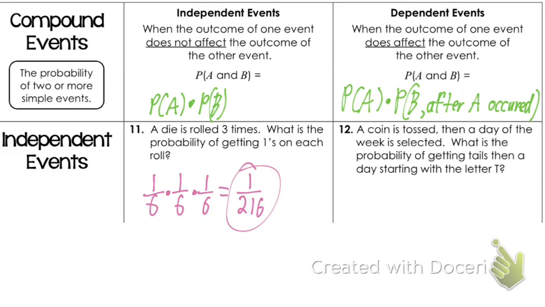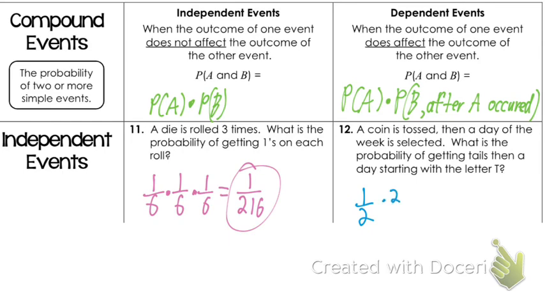A coin is tossed, then a day of the week is selected. Do those impact each other at all? Does how the coin toss lands depend on what day of the week it is? Not even close. Okay. So what is the probability of getting tails then a day with the letter T? So what's the probability of getting tails? 1 out of 2. What's the probability that a day of the week starts with T? How many days of the week start with T? 2 out of... Tuesday, Thursday.